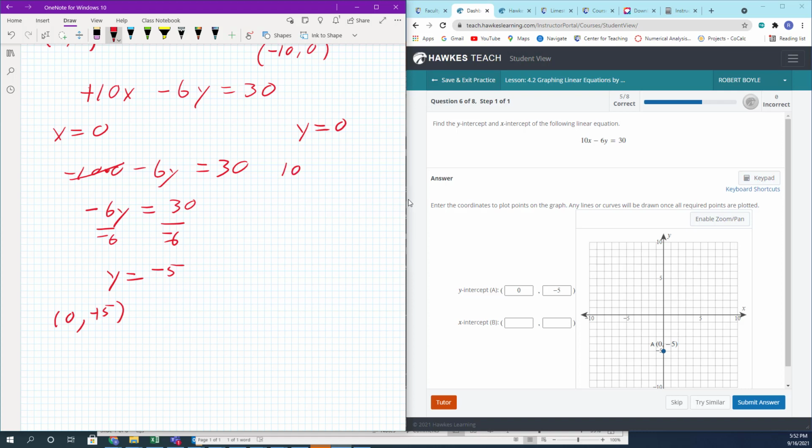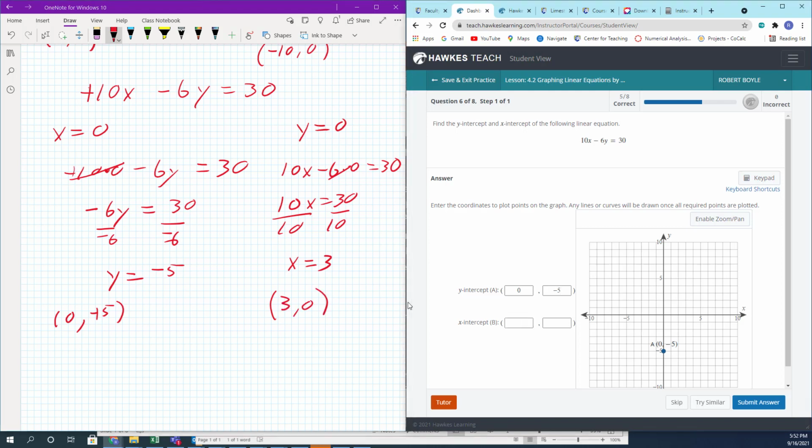So we're going to have 10x minus 6 times 0 is equal to 30. That will be, this cancels this, that's 0. So we have 10x is equal to 30. We can divide both sides by 10. And we will have x is equal to 3. Once again, the equation is positive 10x. I kind of made a mistake here, but since it was multiplied by 0, it didn't particularly matter. And here our ordered pair for this equation is going to be 3, 0.